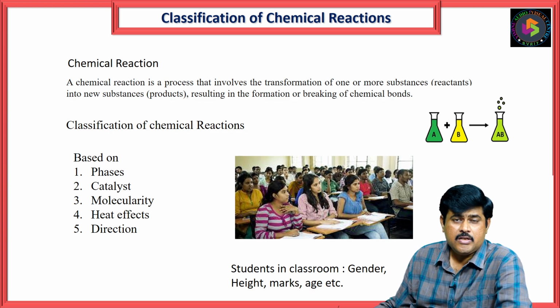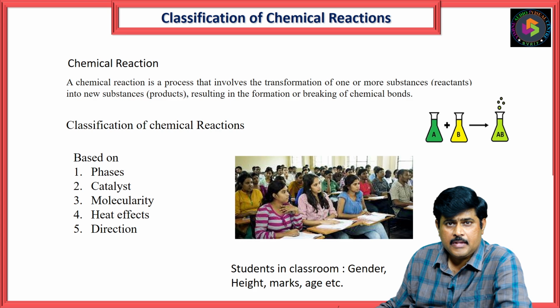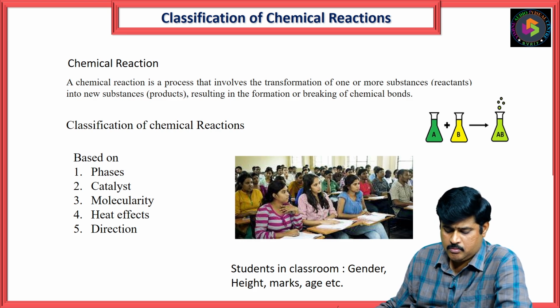So coming to the classification of chemical reactions, as in a classroom, if you want to classify the students, you can classify them based on gender, height, marks, age, etc. Similarly, we can classify chemical reactions based on the phases, based on the catalyst, based on molecularity, heat effects, and direction.